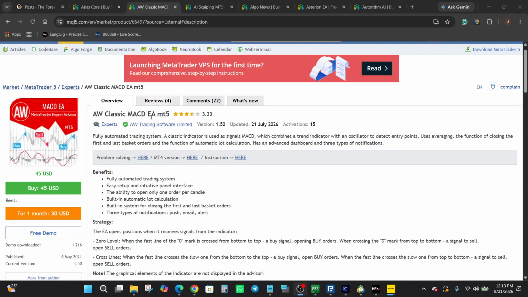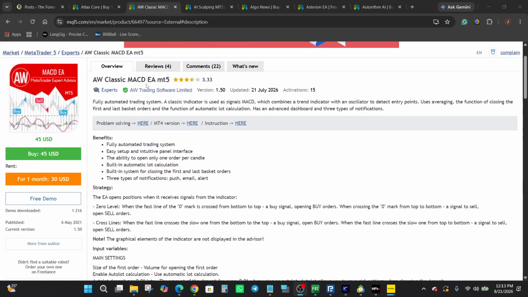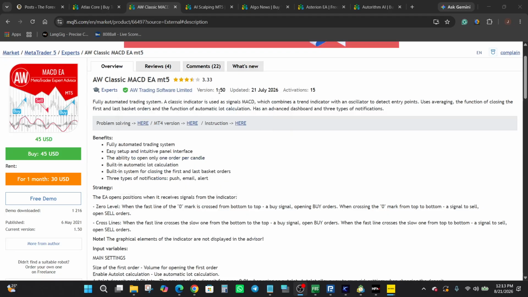All right, so now back to what we're discussing. Looking at the top of this listing, this expert advisor is developed by AW Trading Software Limited. The current version shown here is version 1.5, and it was updated on July 21st, 2026, and the listing shows 15 activations.